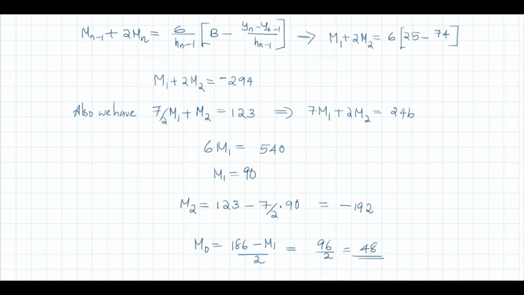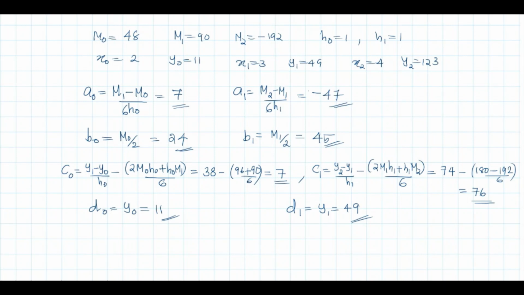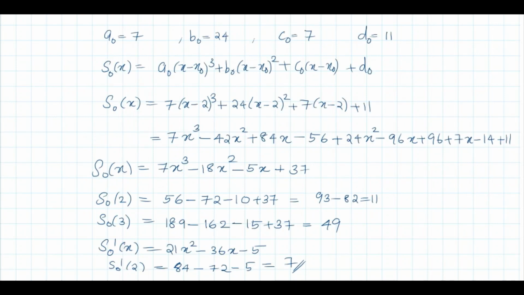Okay, m2 is minus 192, and using this value of m1 in this expression, you can get m0. So m1 is 90, m2 is minus 192, m0 is 48. Once we have the values of m0, m1, m2, and h0, h1 are already given, in the clamped cubic spline case also, you can find A0, B0, C0, D0, A1, B1, C1, D1. You can verify these values just by simply substituting in this equation. In the natural spline case, m0 and m2 we took as 0, but here we have m0 as 48 and m2 as minus 192.